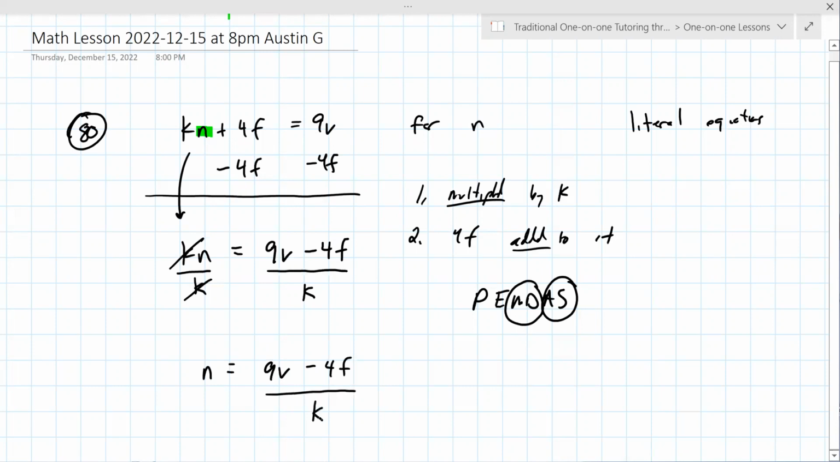When you're doing this, like if there's a different problem like this and there's no letter when you're dividing, like there's no k with the 9v and the 4f, you just leave it as it is? Yeah. That would be the answer.